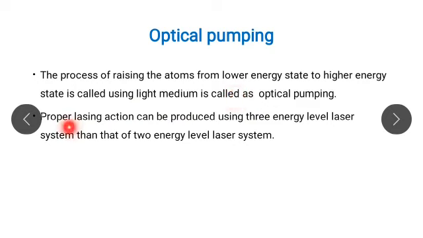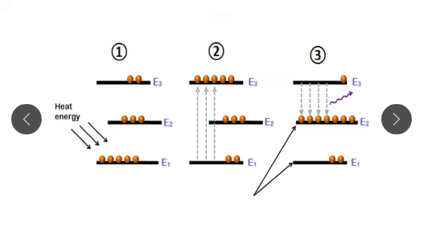Proper lasing action can be produced using a 3 energy level laser system rather than a 2 energy level laser system. See here, these are the 3 energy level system E1, E2 and E3.